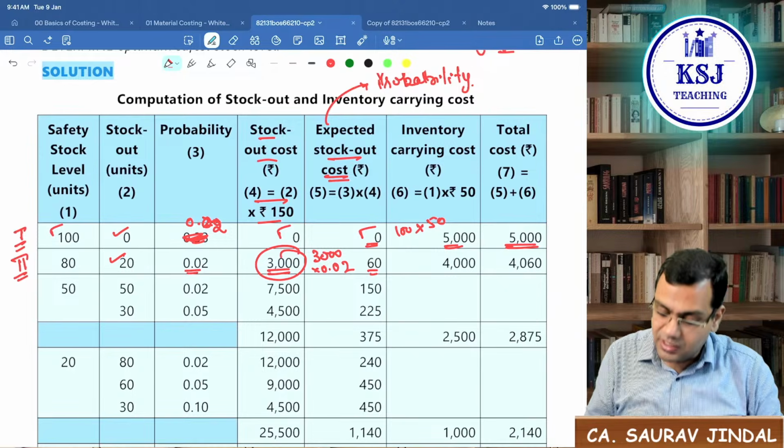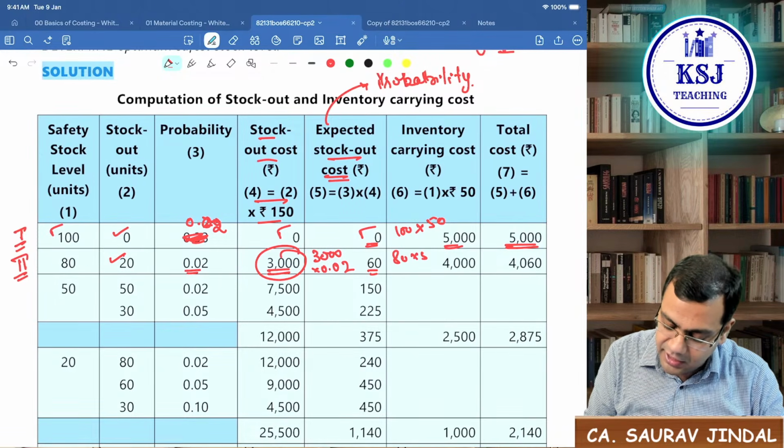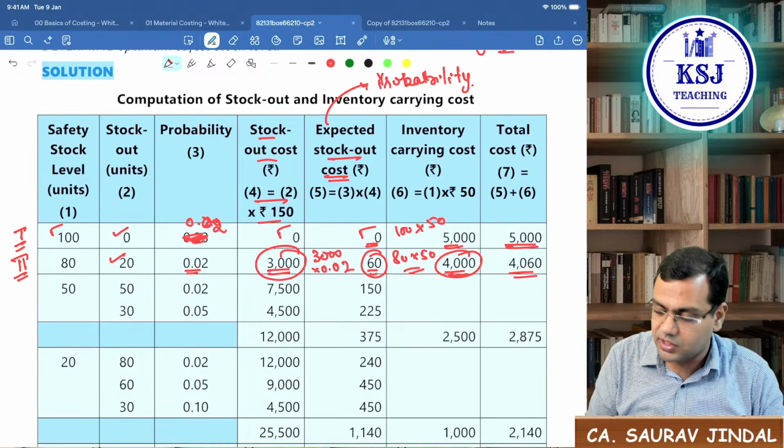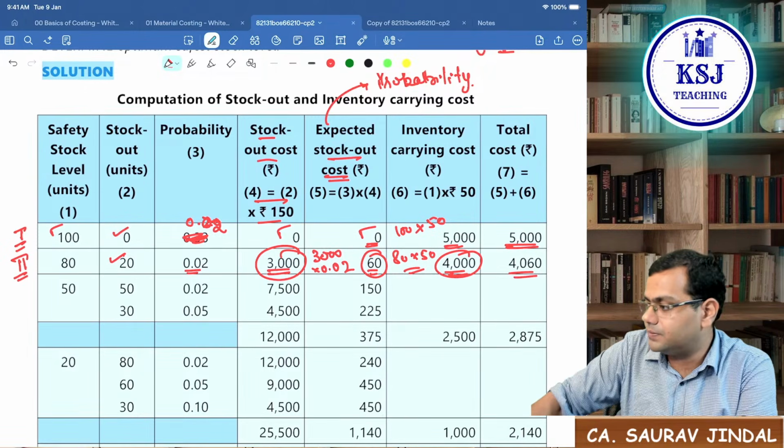Then what will be the carrying cost? Now you will be carrying 80 into 50, 4000. So what will be your total cost? 60 plus 4000, that is 4060.